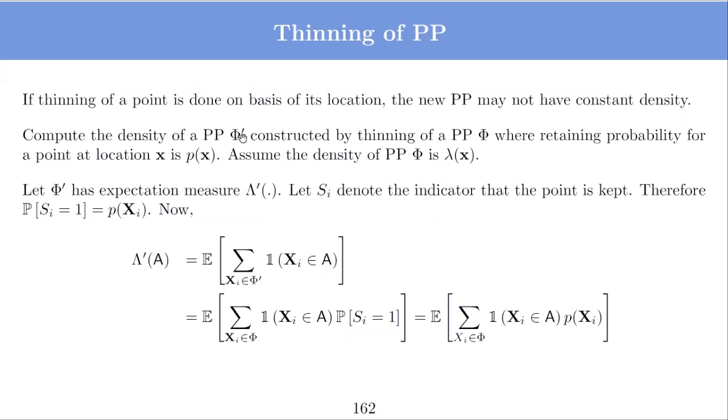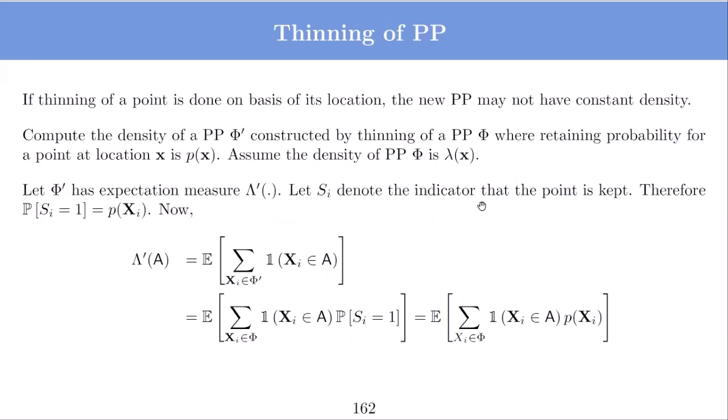Compute the density of phi dash constructed by thinning of the point process phi, where the retaining probability for any point at location x is p(x). So p(x) is a function of x, and if the point location is x, you thin it and retain it with probability p(x). Assume the original density is lambda(x) and the intensity measure is capital lambda(A). What will be the density of the new point process? Let's assume the intensity measure of the new point process is lambda dash(A).